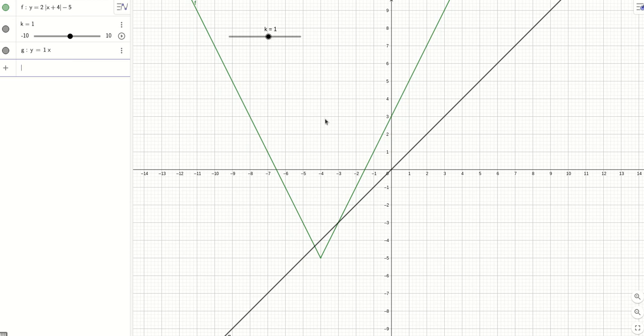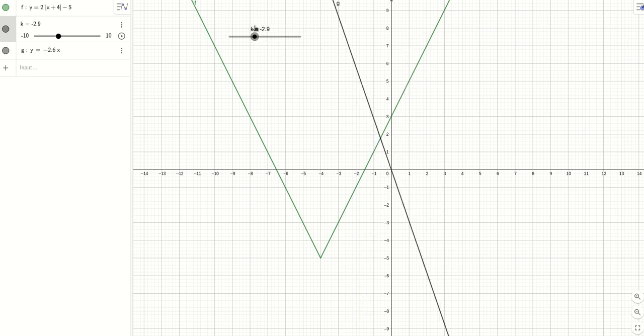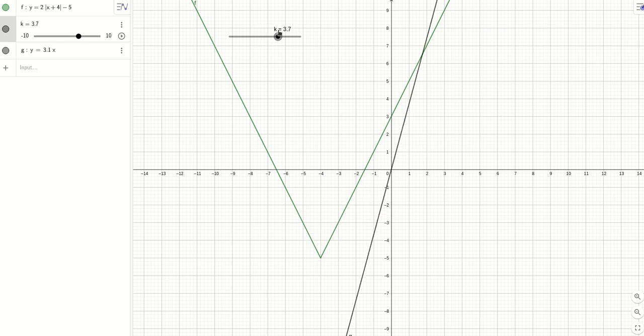Okay, so what have we got here? We want to make sure that this line, this is y equals ax, and I'm just moving it around as a varies, yeah? The gradient of a is changing that line. But we want it to hit only once.